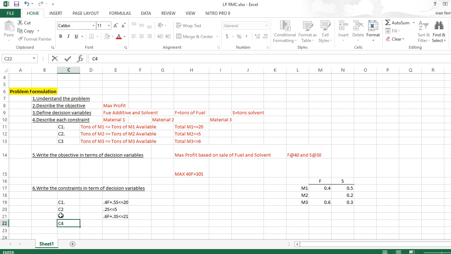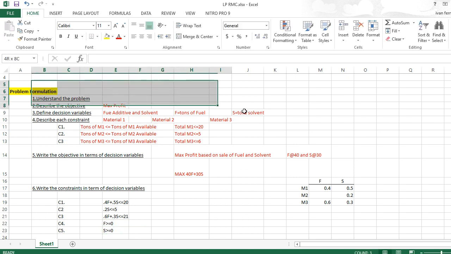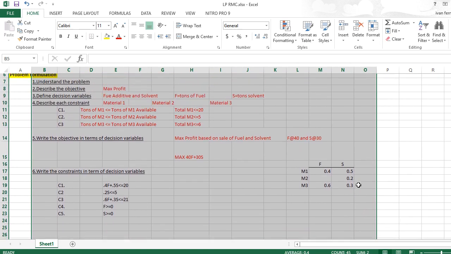Okay, so I'm going to add 2 extra constraints, C4 and C5, and these are going to be fuel has to be greater or equal to 0. It's okay to be 0, it just cannot be less than 0. And solvent is the same thing, greater or equal to 0. Right now, this is it, you got the problem formulated.